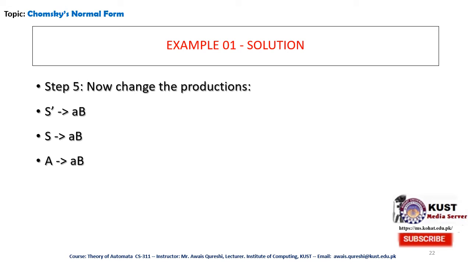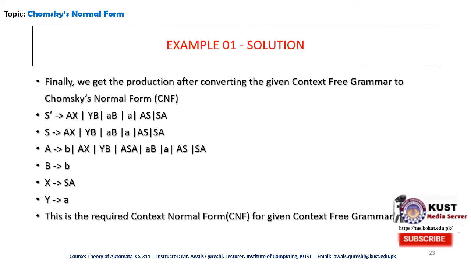And then we have to change the productions. S implies AB, and S implies AB. Both rules are simple, and A implies AB. Finally, we can get the production after converting the given context free grammar to Chomsky's normal form. So this is a non-terminal, and this is also a non-terminal. This is also a non-terminal. This is a terminal and a non-terminal, and we can select either one of them.